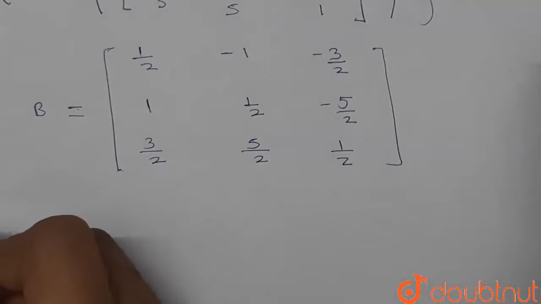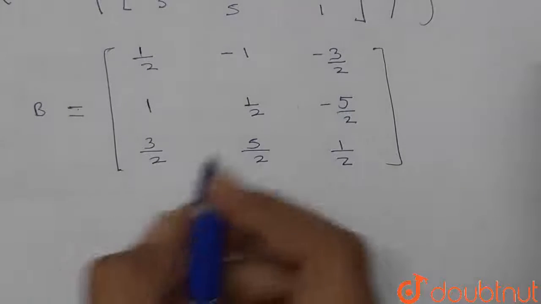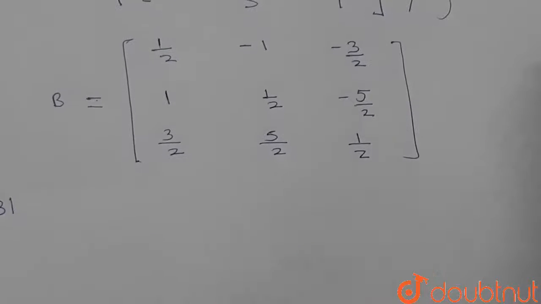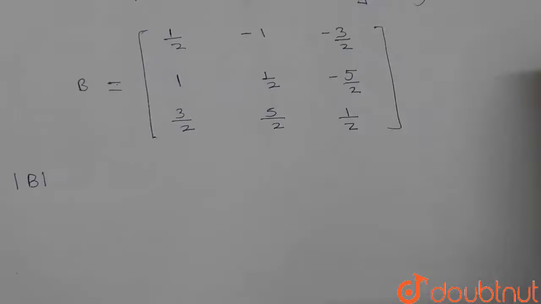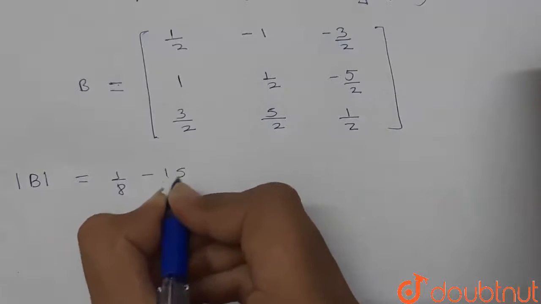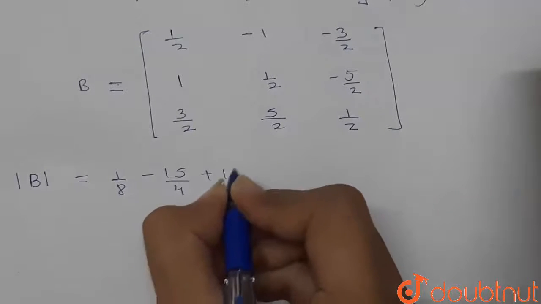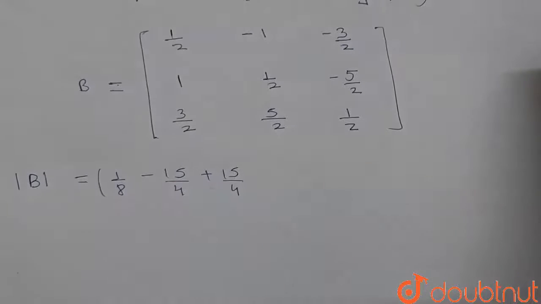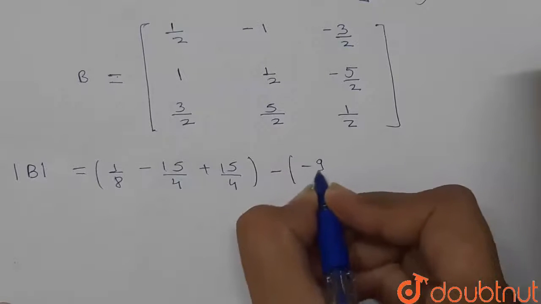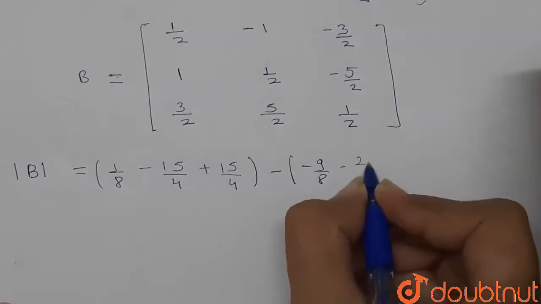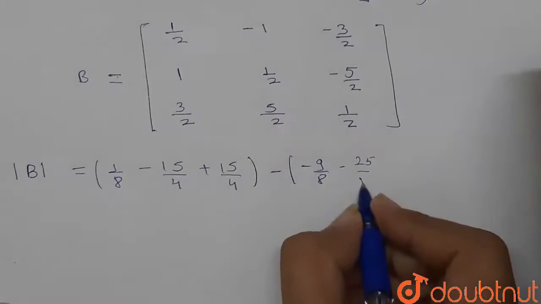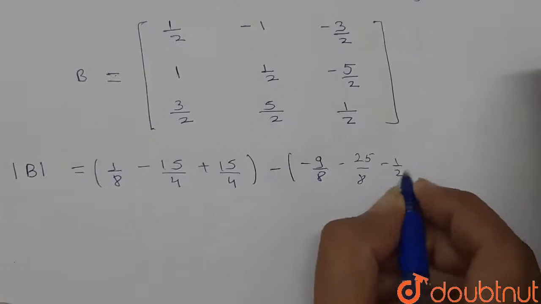Now we will find the determinant of B, because we need to find its inverse. First we will check whether the determinant of B is equal to 0 or not. So the determinant of B will be equal to 1 by 8 minus 15 by 4 plus 15 by 4, and then here we have minus, and this is minus 9 by 8 minus 25 by 8 and then minus 1 by 2.